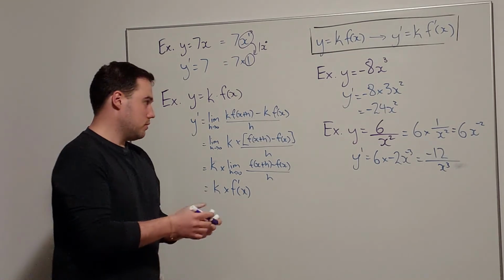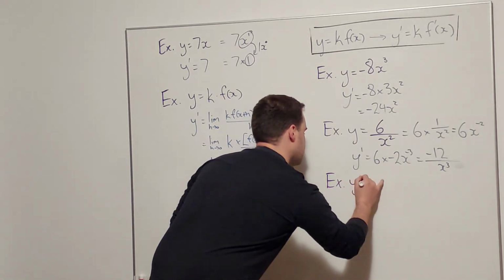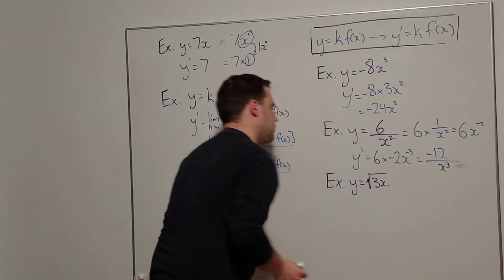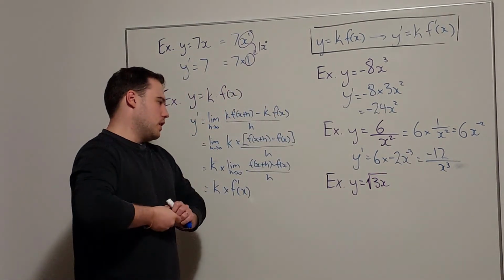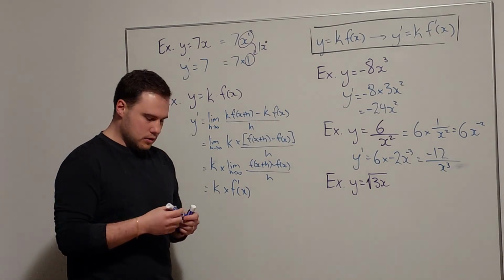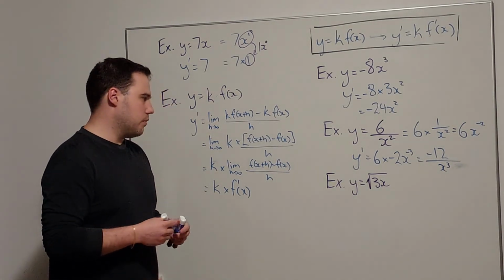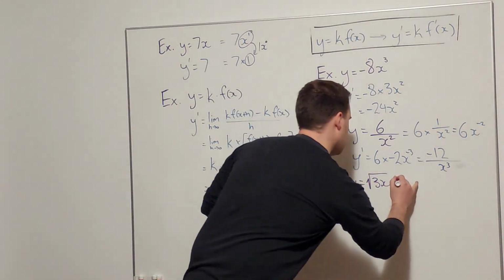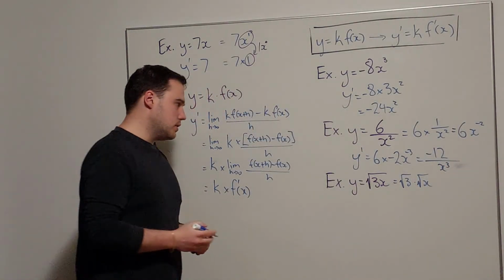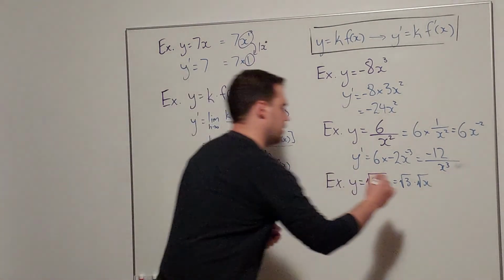Alrighty, one more with a fraction maybe, or something that's going to end up as a fraction. Okay, let's say we have y equals root 3x. So here we know that square root of 3 times x, we can split that up into root 3 times root x. Alright, and then root x we can represent as x to the half.